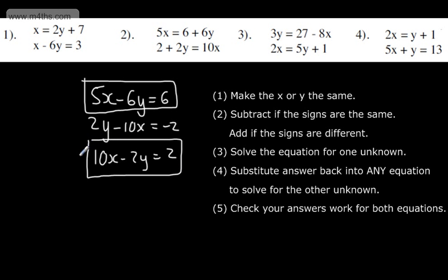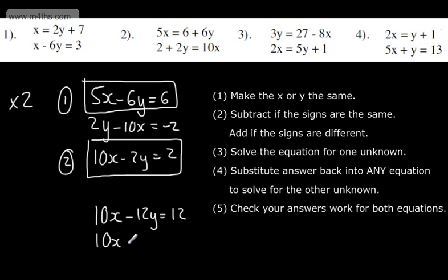We decide, I think this one and this one would be better, and then we simply proceed as we would before. So with this one, I could either double up that equation to make the 10x, or I could treble this bottom one to make this one right here. It's entirely up to you. What I'm going to do just to set this up, I'm going to call this equation 1 and this equation 2. I'm going to multiply this one now by 2. So that will give me 10x minus 12y is equal to 12. Equation 2 is 10x minus 2y is equal to 2.